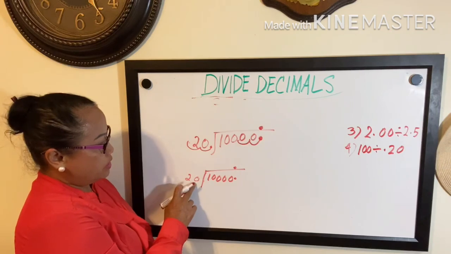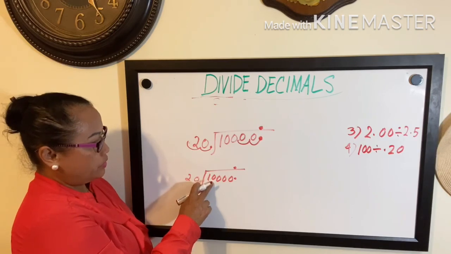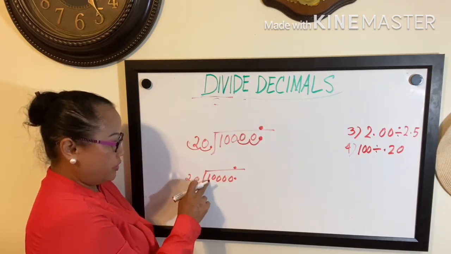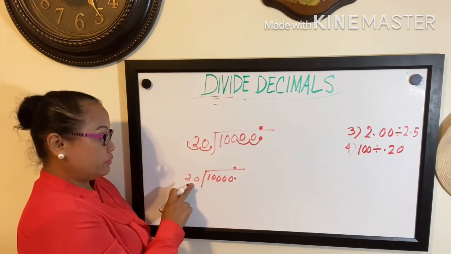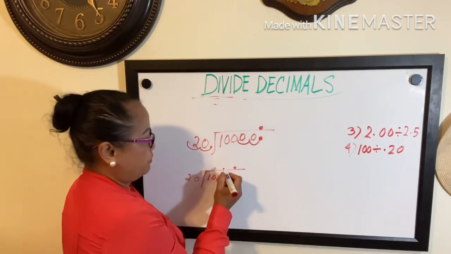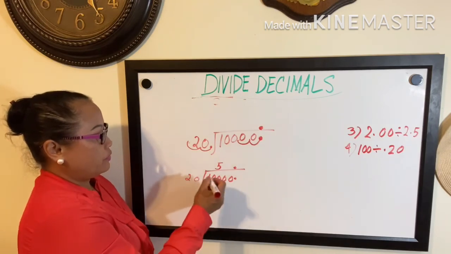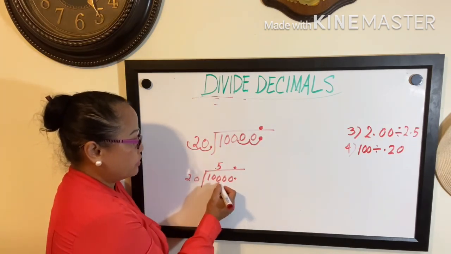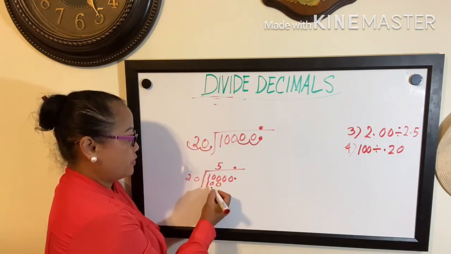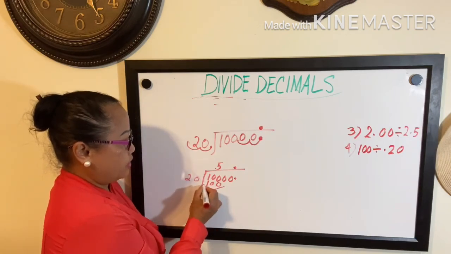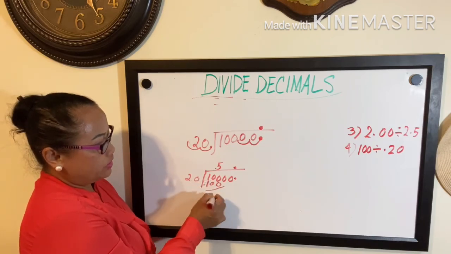So now 20 goes to 10, none, there 0. So we'll move another here. We'll move to 100. So 100 divided by 20 is 5. We have to make sure we write it straight. So 5 times 0 is 0. 5 times 2 is 10. And then we'll subtract. 100 minus 100 is 0, nothing.